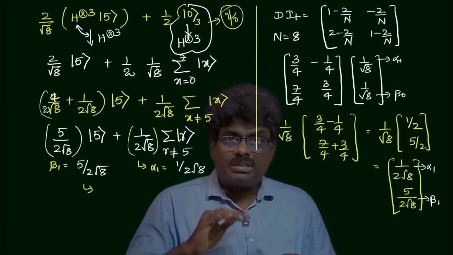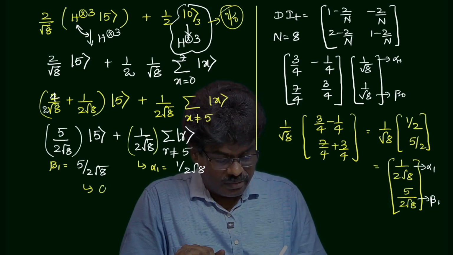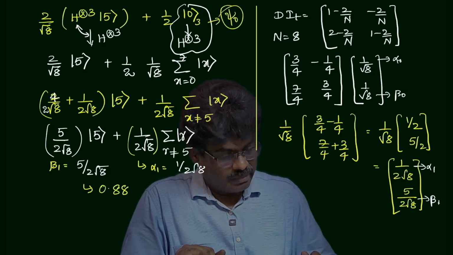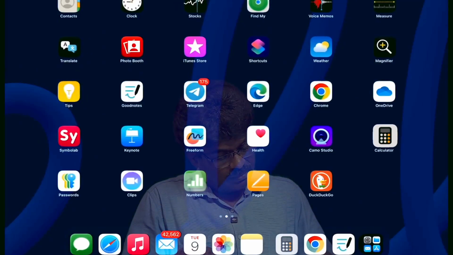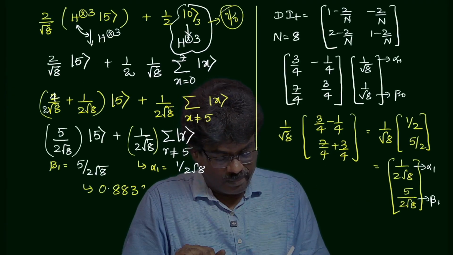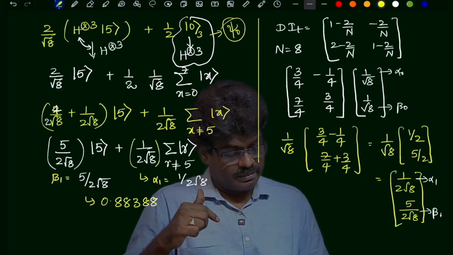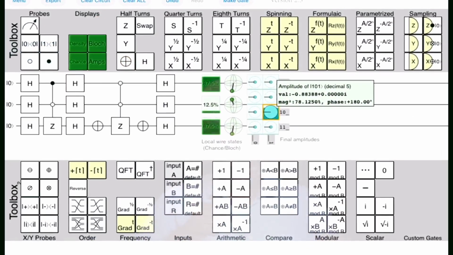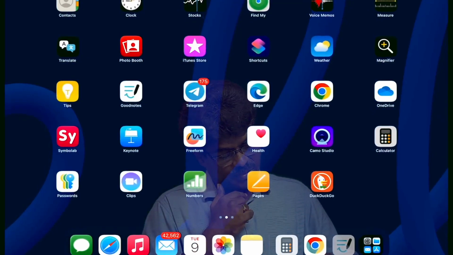That's it. So this is after the first iteration. We got this 0.88388. Check one more time. Okay, and this 1 by 2 root 8. So here also you got these remaining states. If you observe carefully, the remaining states have 0.17678.